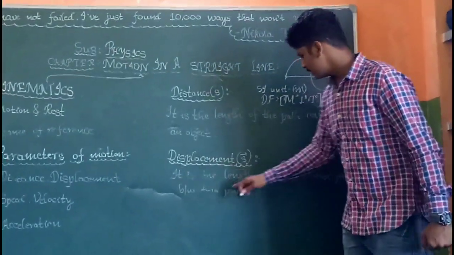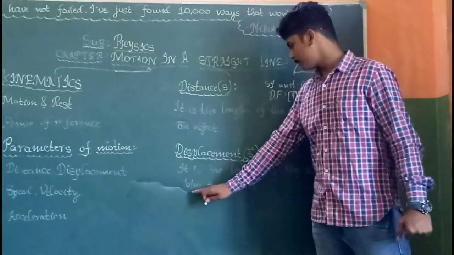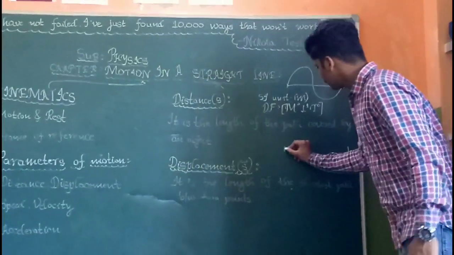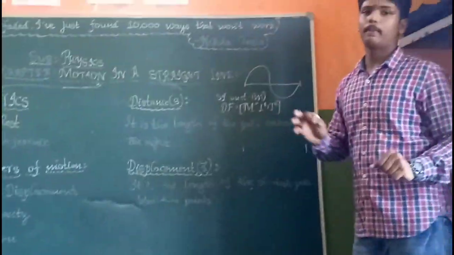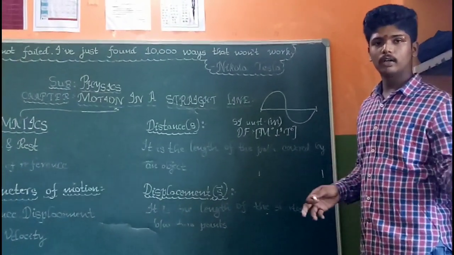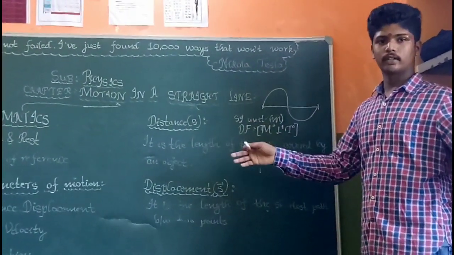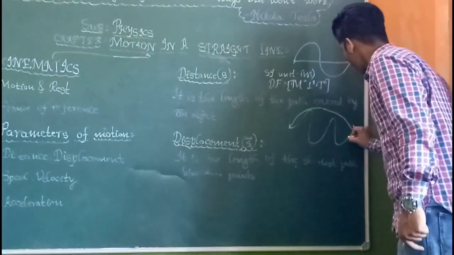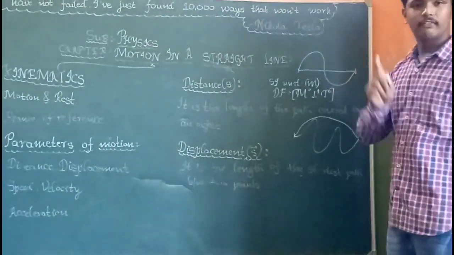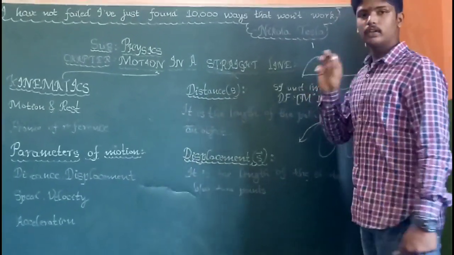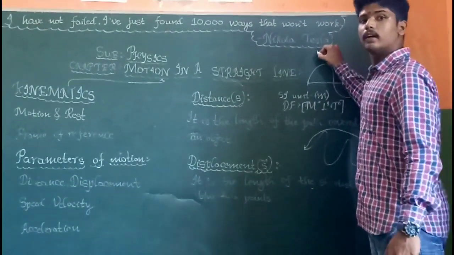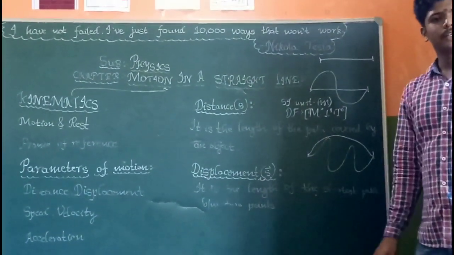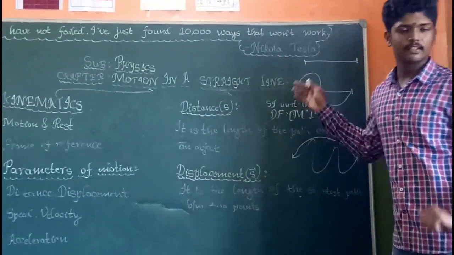It is the length of the shortest path between two points. That means you consider the initial and final point. Distance is the length of the path covered by an object between two points, and it can be anything. This is distance. But while defining displacement, you have to define it as the shortest length between two points. This is the displacement. And displacement has a direction, whereas distance doesn't have a direction.